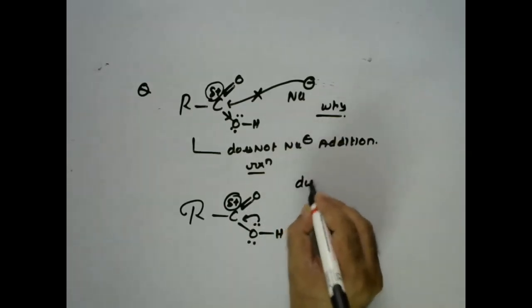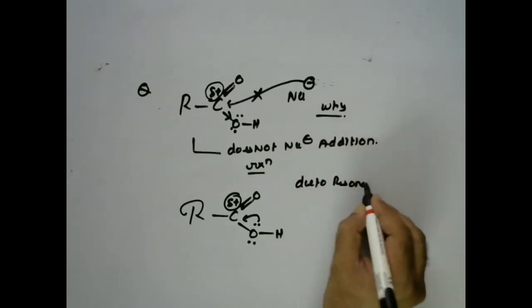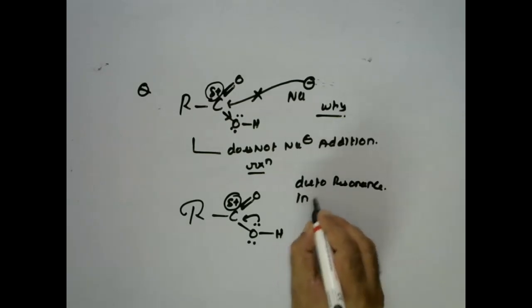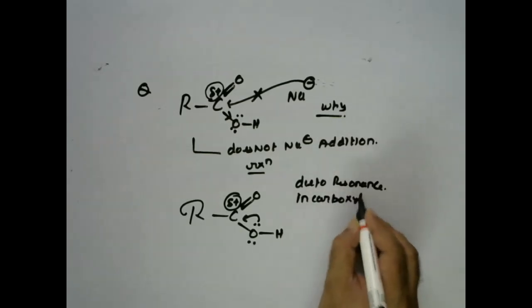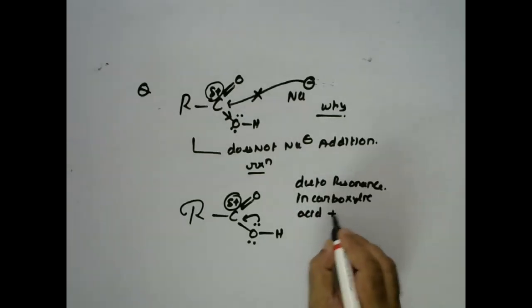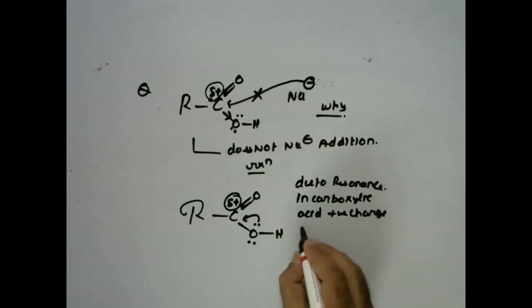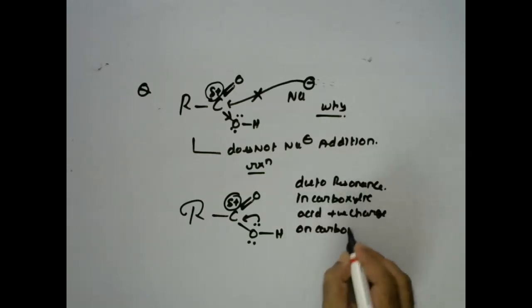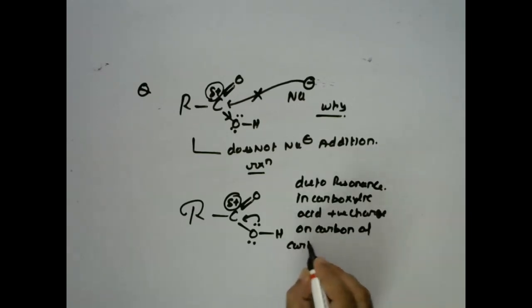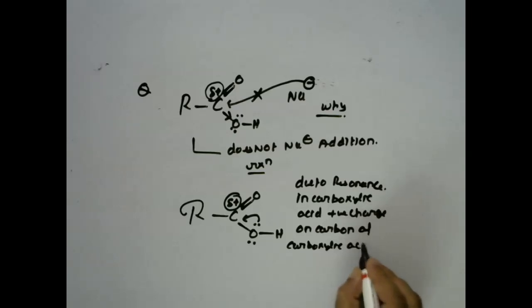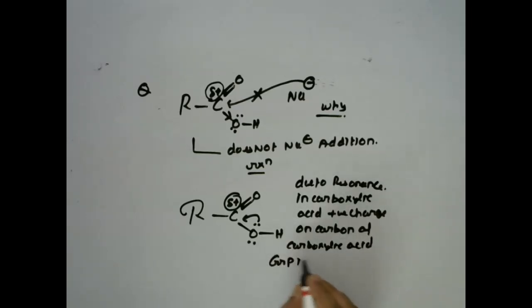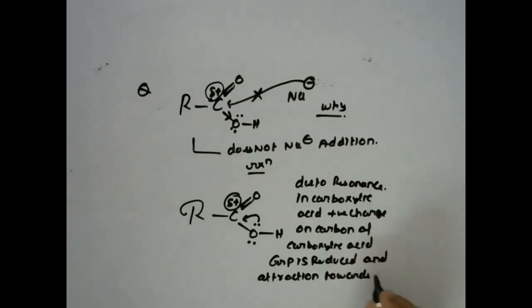So we say due to resonance in carboxylic acid, the positive charge on the carbon of the carboxylic group is reduced, and attraction towards the nucleophile will also be less. Attraction towards the nucleophile is very, very less.